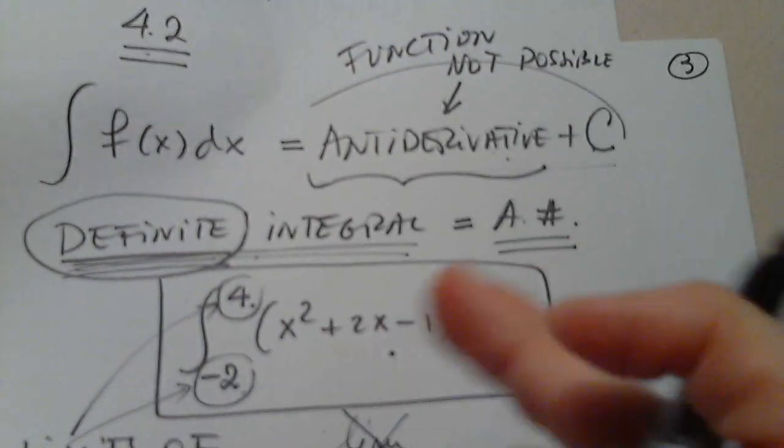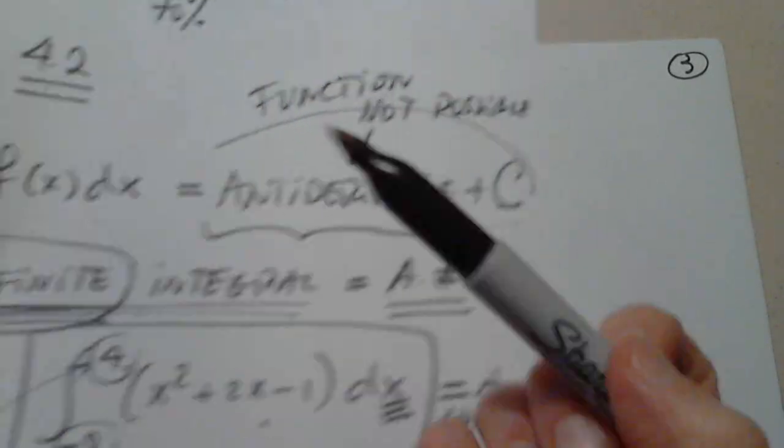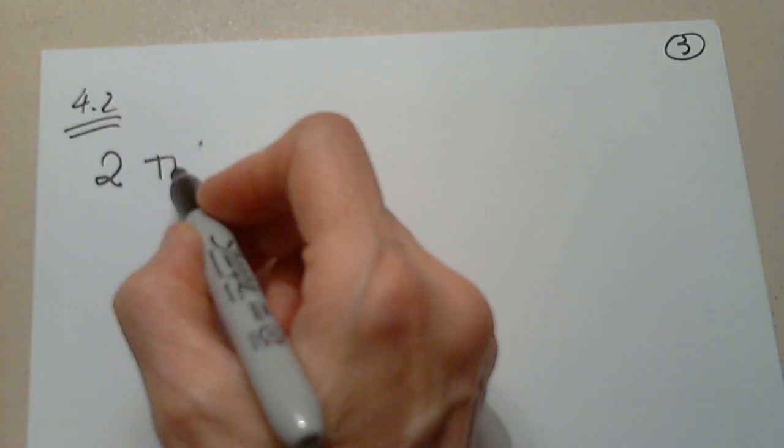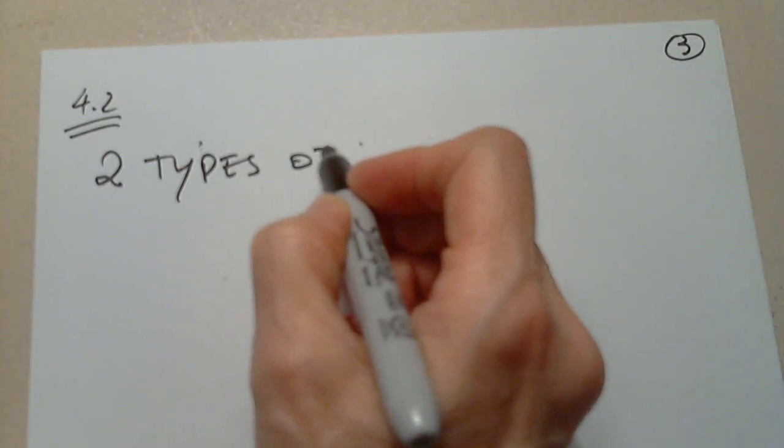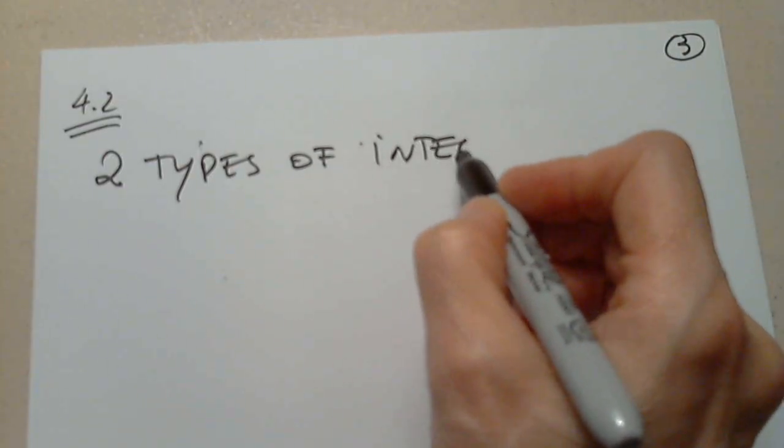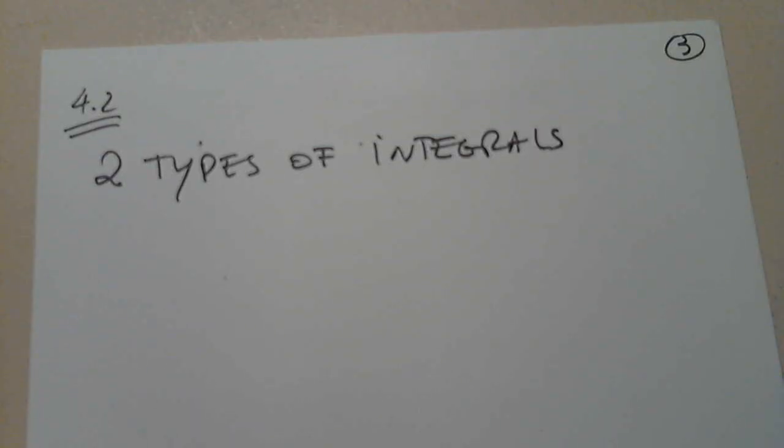So we're going to go back to 4.2. In 4.2, I'm just going back to the notes to refresh your memory. So let me write something very important. Let's recap. First of all, there are only two types of integrals.